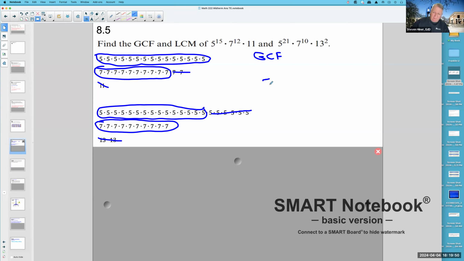So here's what I have for my GCF. I have 5. The smaller number of them that I have was 15. So it's 5 to the 15th times 7. The smaller one, 10 or 12. I only have 10 in the smaller number, so I can only go with 10 for the common factor. I didn't have any 11s or 13s in common. So this is my GCF.